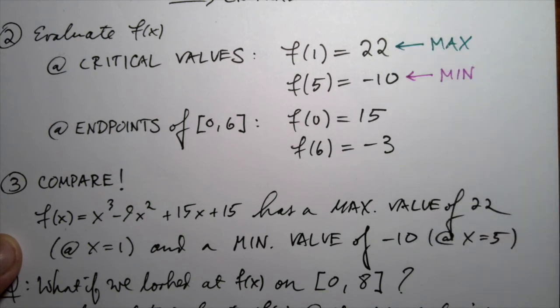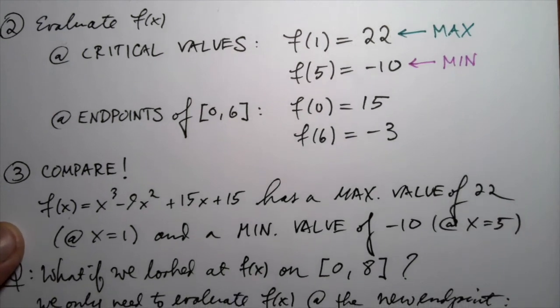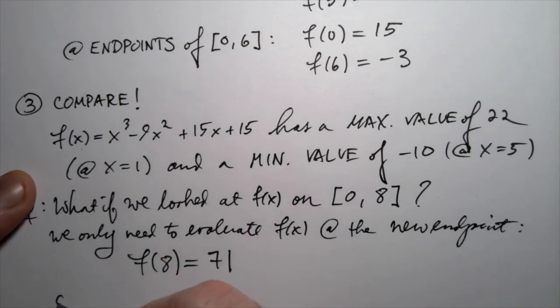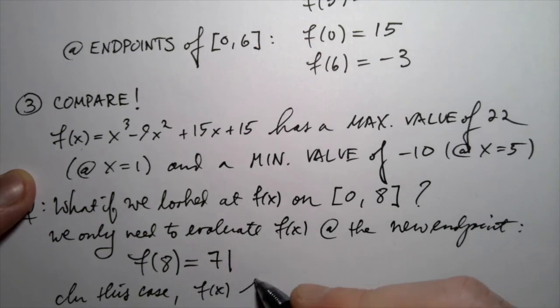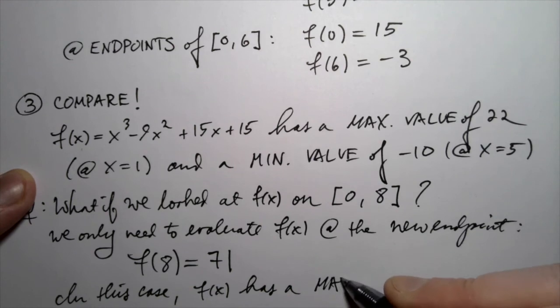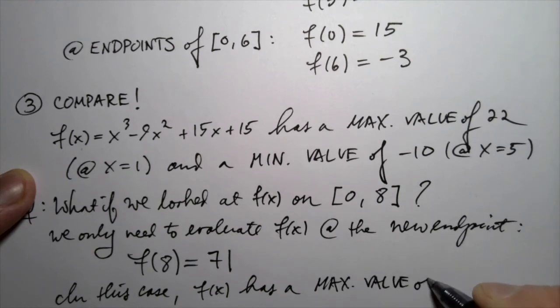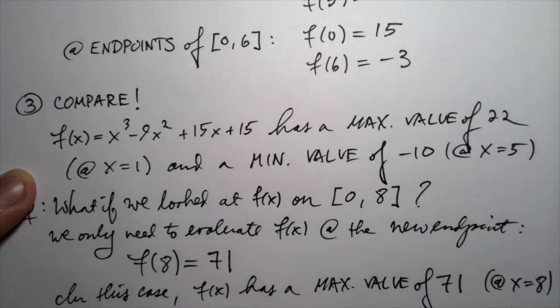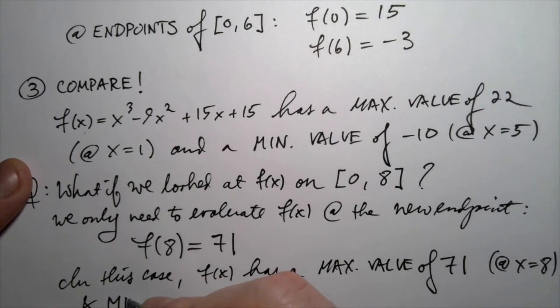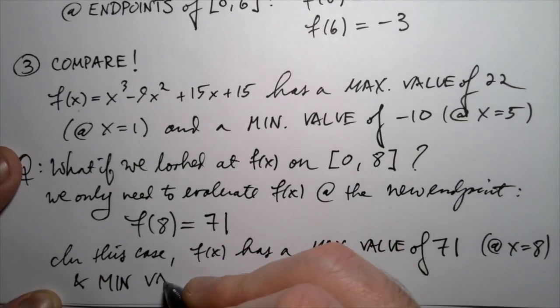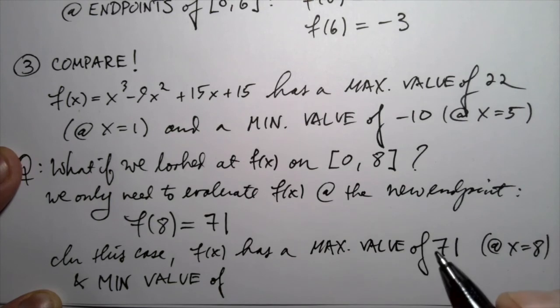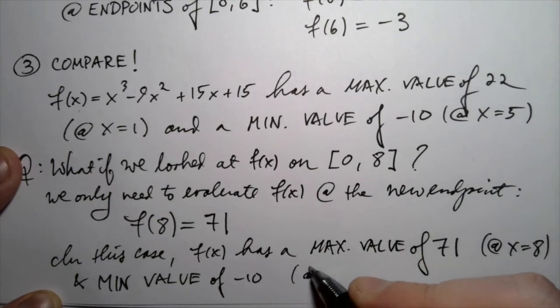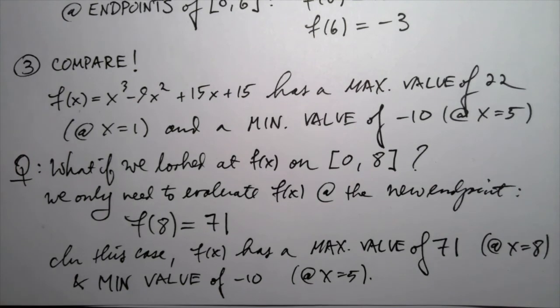Well, 71's bigger than 22, right? So the only thing that would change would be that in this case, 71 is the new maximum. So looking at the interval from 0 to 8, f of x has a max value, this time of 71, and that's at x equals 8, and the minimum value is the same. So it has a minimum value, again, of -10, and that happens at x equals 5.